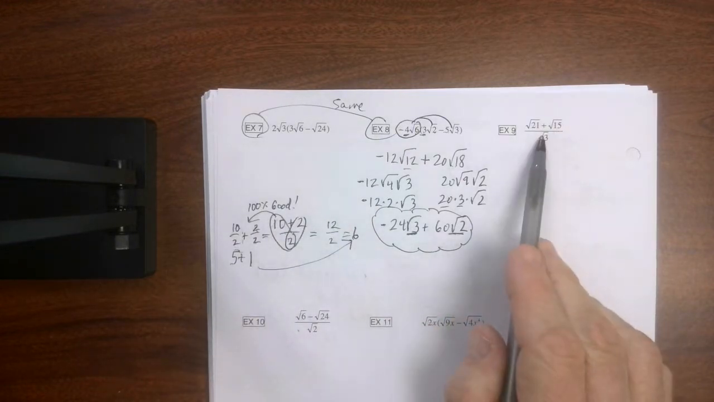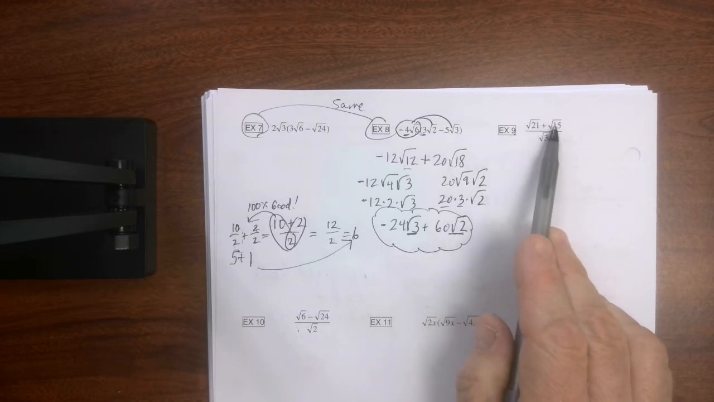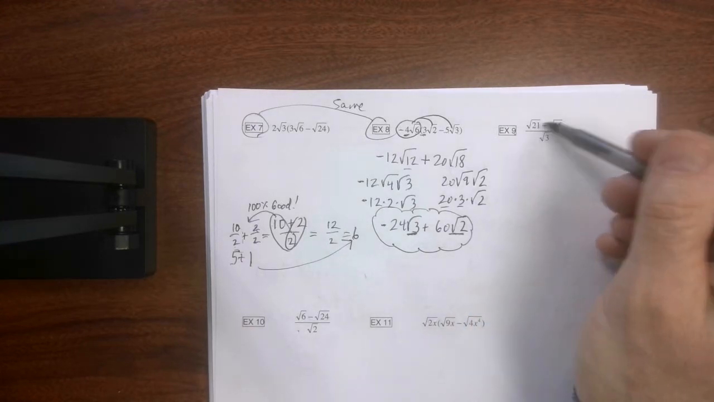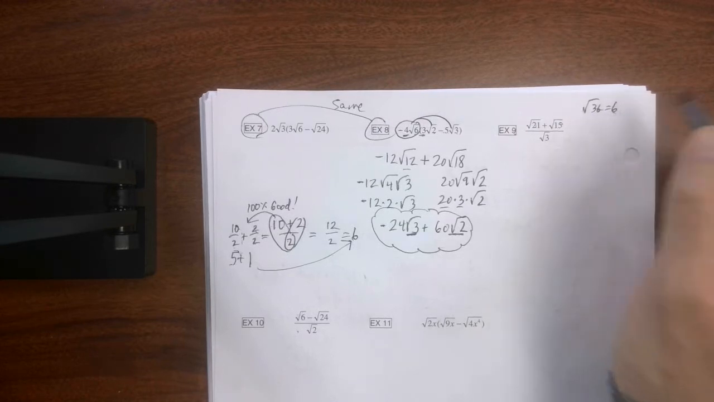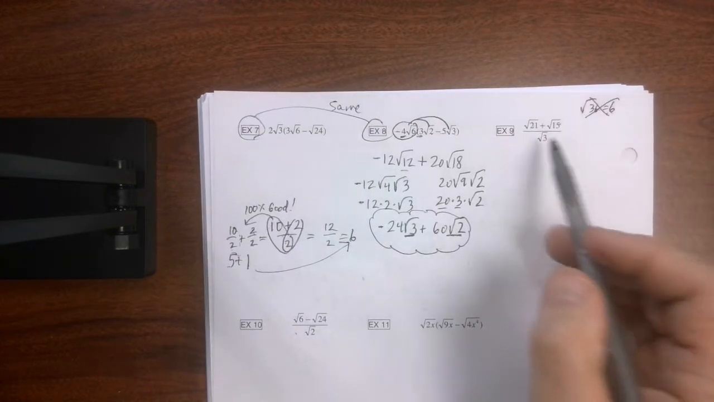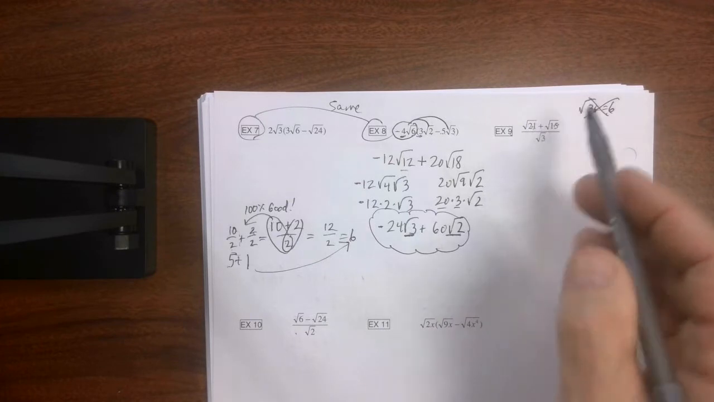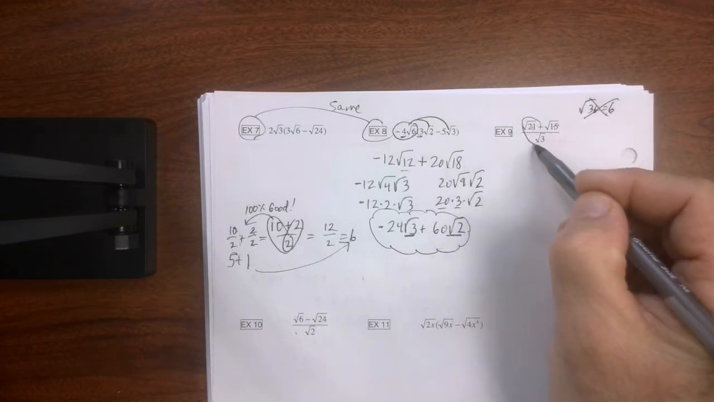Why would I show this way? Because of problems like this. Notice we cannot add the square root of 21 plus the square root of 15. These are not like terms. And notice they're kind of baiting you into trying it, because if you did, you'd get the square root of 36, and you're like, hey, that works out. Can't do it, because these are not like terms. So that means we have to go this way.